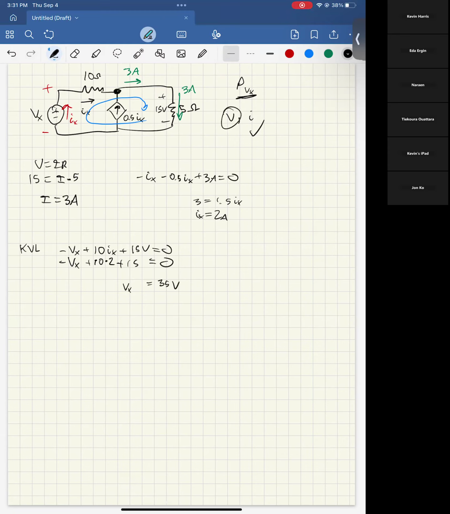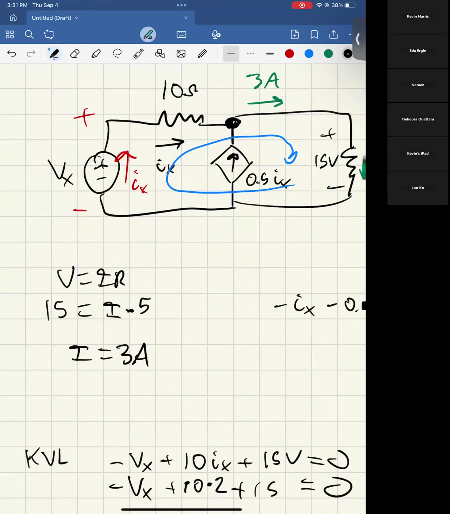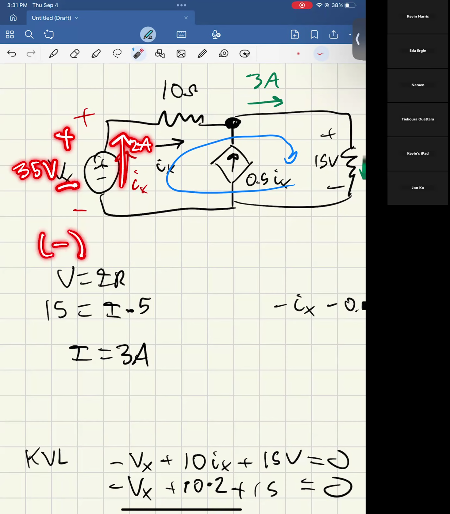Now we have our voltage, we have our current. We can say that the power of that Vx is going to be IV, which is 2 times 35, and that will give us 70 watts. And now we have to think about, okay, what is the sign? Same as before. We know that the current is 2 amps going that way, and we have 35 volts that way. We see that the direction of the current is opposing the voltage drop, so then we have a negative power.